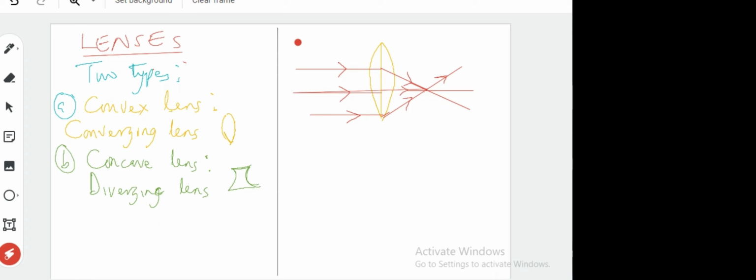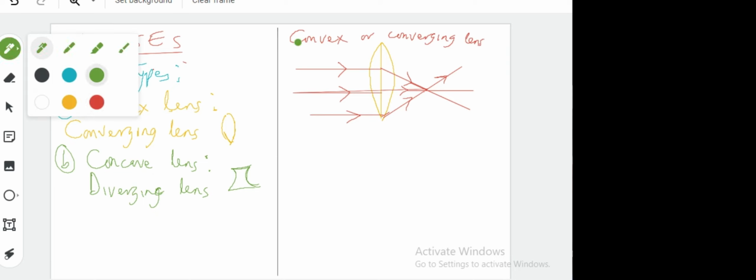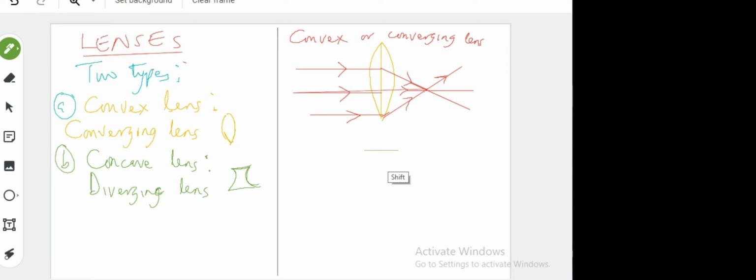So that's for converging lens, convex or converging lens. Okay, so for concave, I'll just explain it to you and then we move forward. A sketch will be enough.